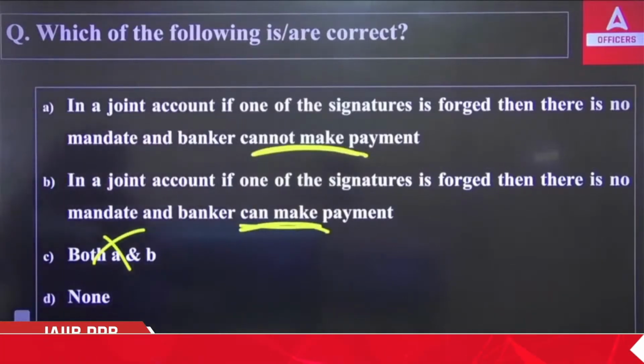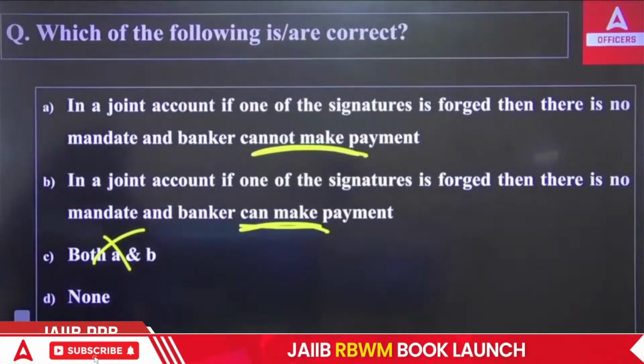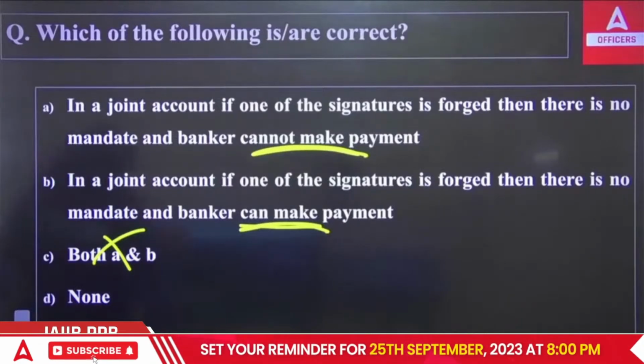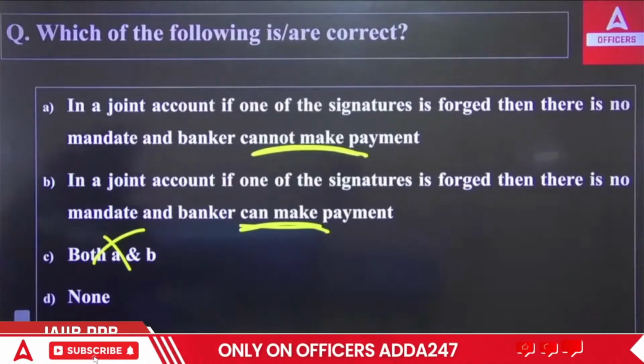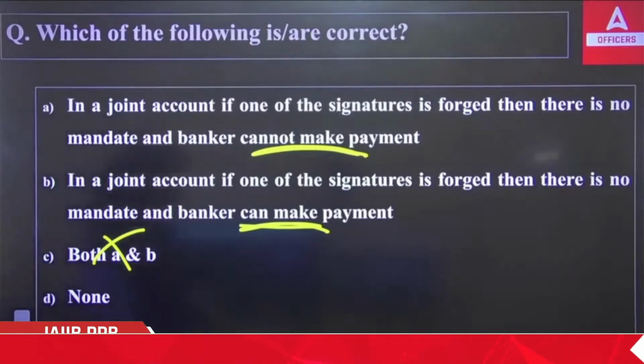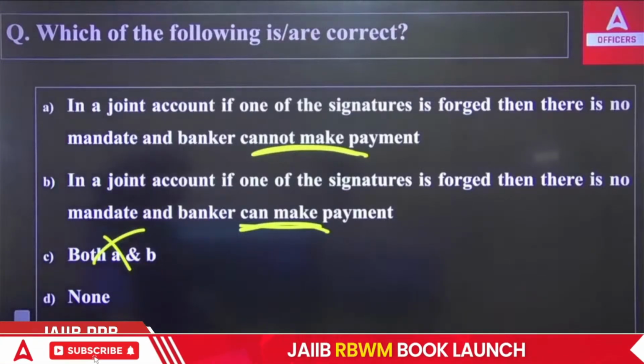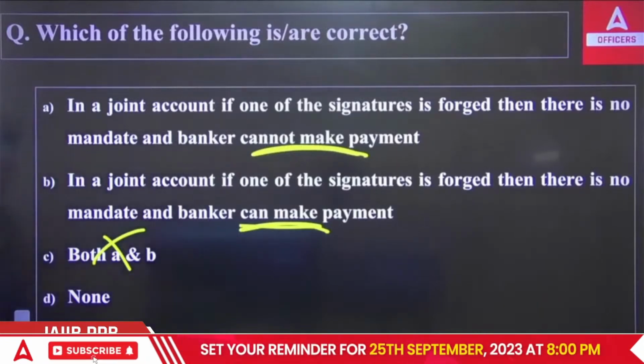So which of the following is correct? In case of a joint account, if one of the signatures is forged, then there is no mandate, so the banker cannot make payment, or the banker can make payment. What do you think? Which of the following will be correct? A, B or D? It can't be C. So you have to find out A, B or D.